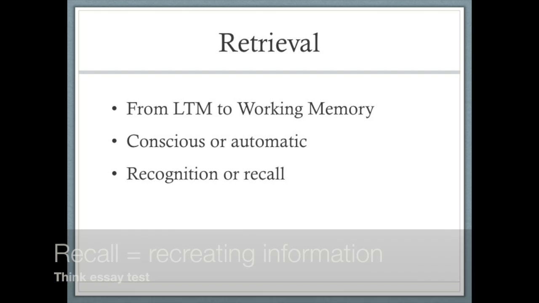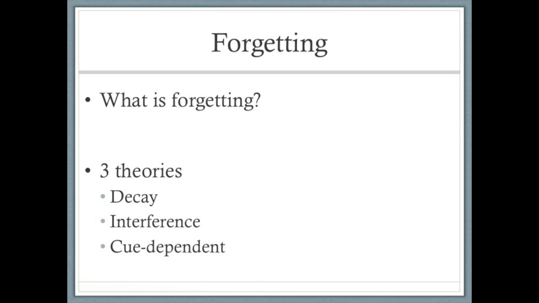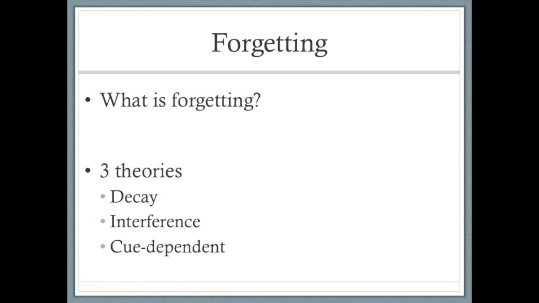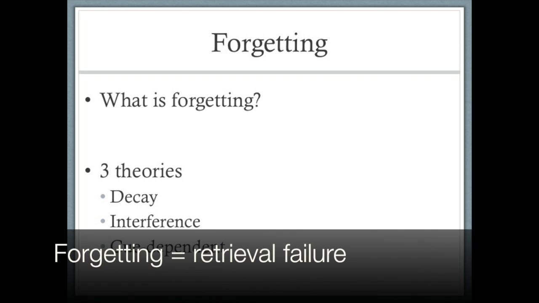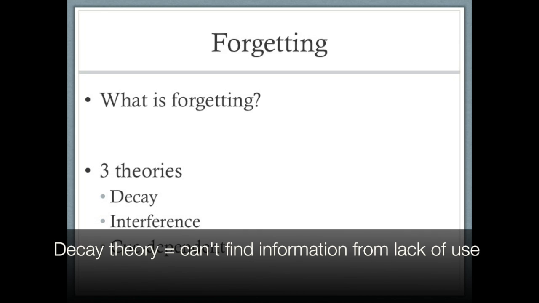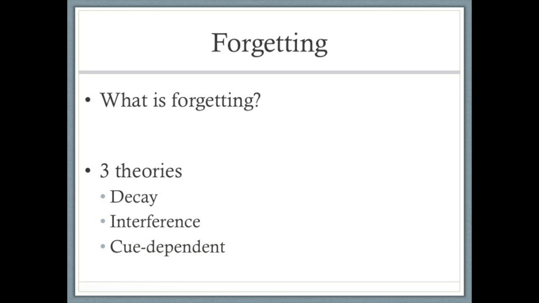That is recall. Earlier I said if information is stored in long-term memory, it will be there forever. So why do people forget? The definition of forgetting, according to information processing theory, is actually retrieval failure. In other words, the information is there, but the person cannot access it. There are 3 theories as to why people forget. First, decay theory. This is the idea that if you don't use it, you lose it. The information gets shoved to the back and then you can't find it.